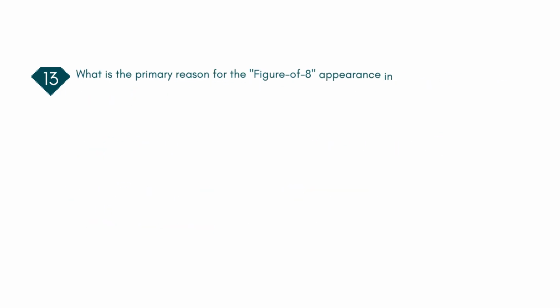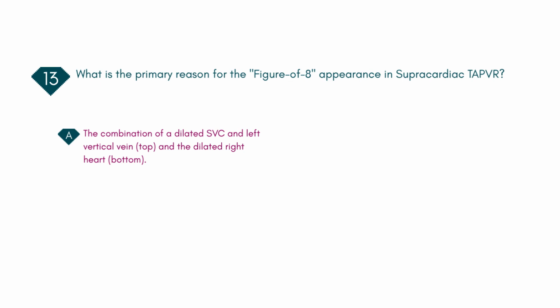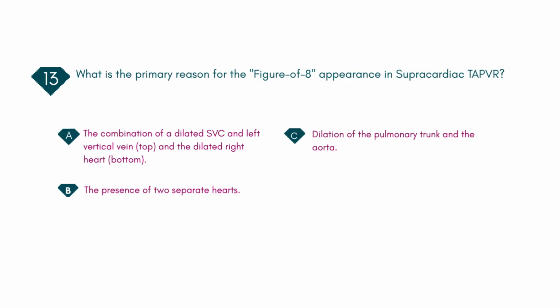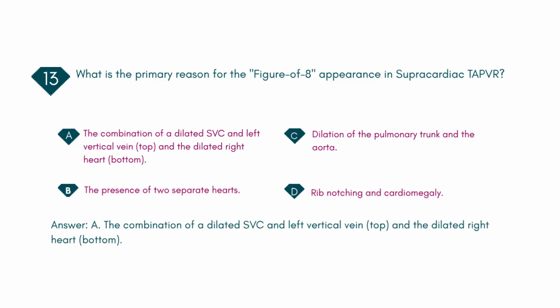What is the primary reason for the figure of 8 appearance in supracardiac TAPVR? A. The combination of a dilated SVC and left vertical vein, top, and the dilated right heart, bottom. B. The presence of 2 separate hearts. C. Dilation of the pulmonary trunk and the aorta. D. Rib notching and cardiomegaly. Answer: A. The combination of a dilated SVC and left vertical vein, top, and the dilated right heart, bottom.